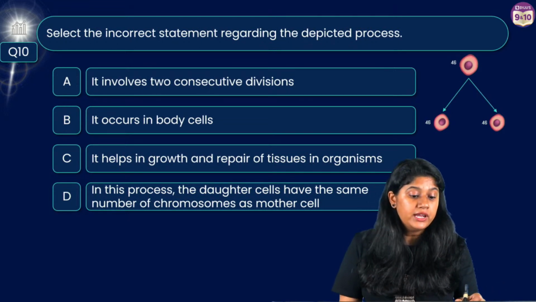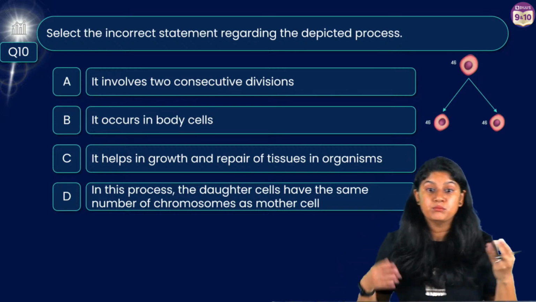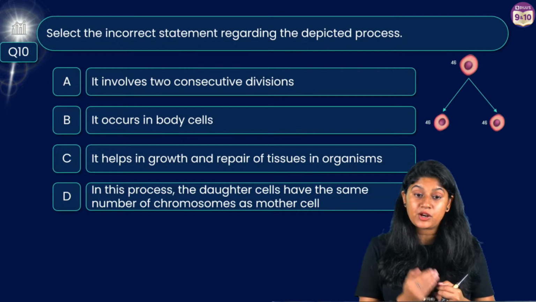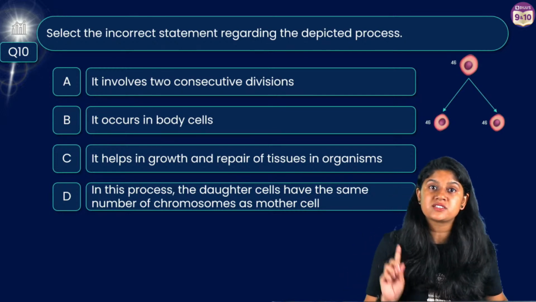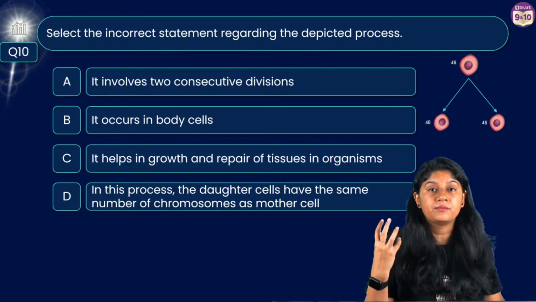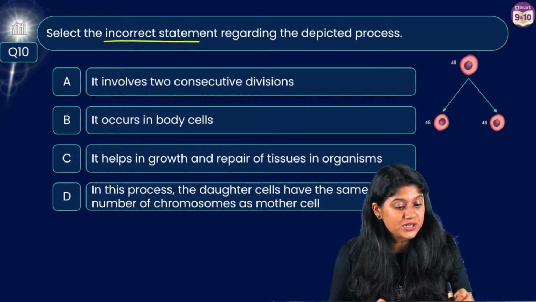Here what we have: it involves two consecutive divisions. It occurs in body cells. It helps in the growth and the repair of the tissues in the organism. And option D: in this process, the daughter cells have the same number of chromosomes as the mother cell. Which of these options is incorrect?